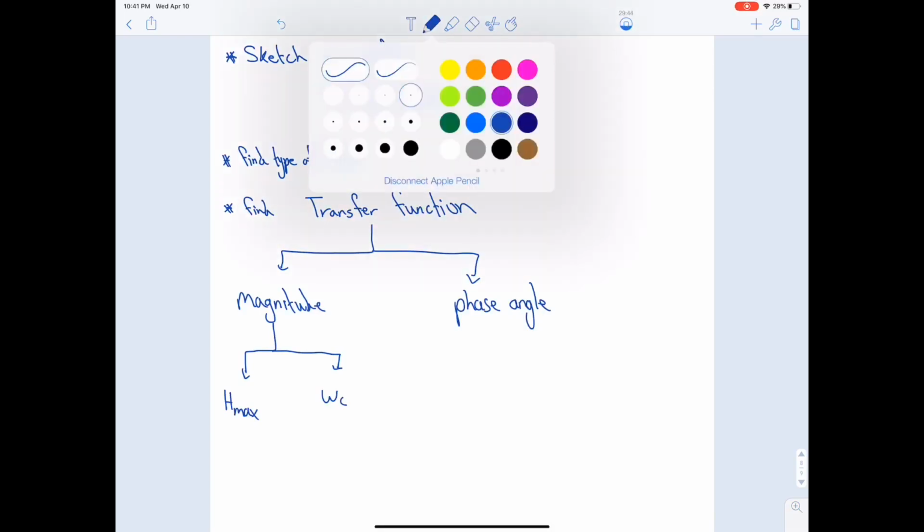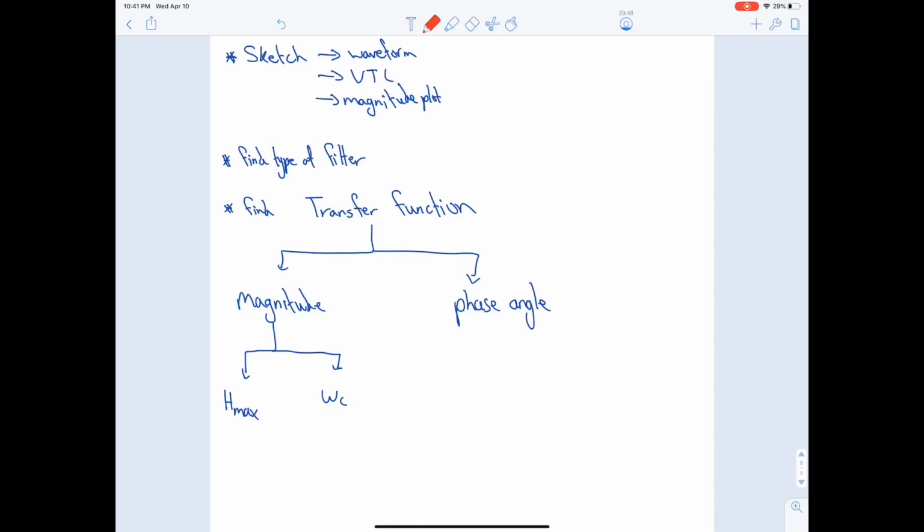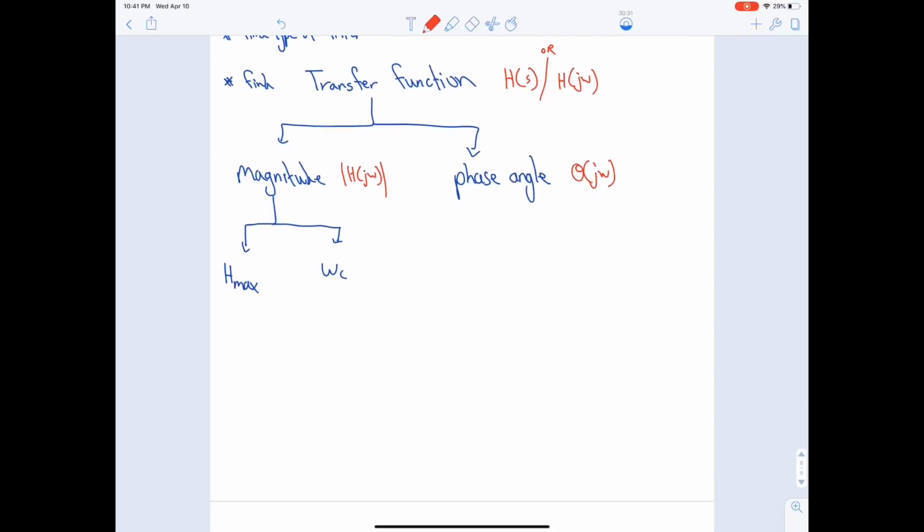Why did I write it in this hierarchy format? Because if we were asked to find the H maximum, we need to be careful that in order to find H maximum, we need first to find the magnitude. And in order to find the magnitude, we need to find its parent, which is the transfer function. In this way, it will be easier for you to figure out what you need first. The symbol for the transfer function is H of s or H of jw, and the magnitude is |H(jw)| with the magnitude signs. Phase angle is theta of jw, then H max, and omega c. Those are the symbols actually. Moving on, let's start taking examples.